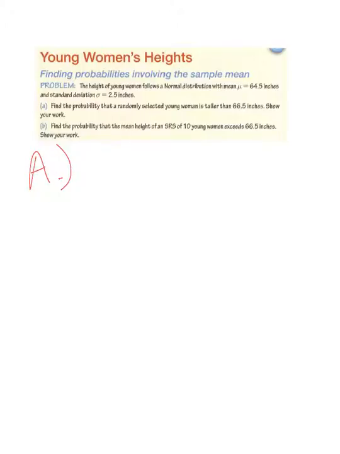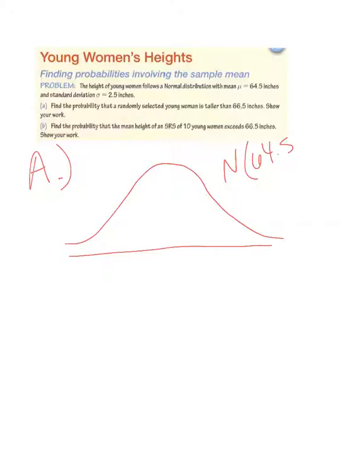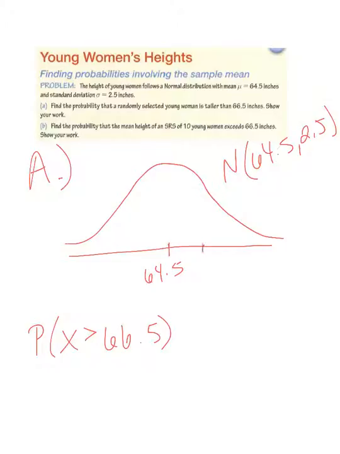Okay, so when we're doing this, we need to be showing our work, drawing our pictures, right? So I've got my normal curve here. I need to make sure I go ahead and label this: 64.5 inches and a standard deviation of 2.5. So that 64.5 would be here. And what I'm looking for is the probability that one individual young woman has a height greater than 66.5. Okay, so I'm looking on my curve. Let's see, 2, so she's not quite one standard deviation away. So I'm looking for this right here.